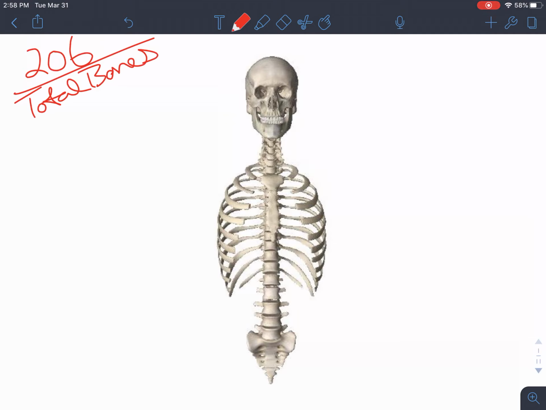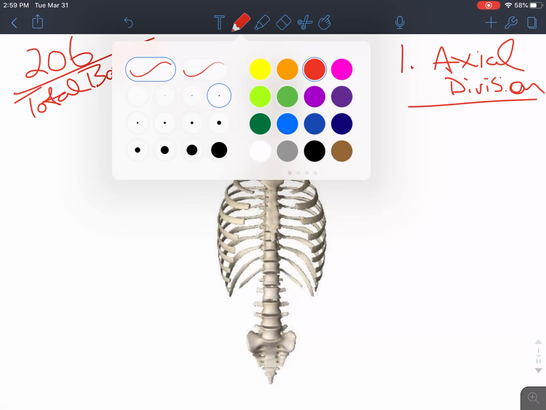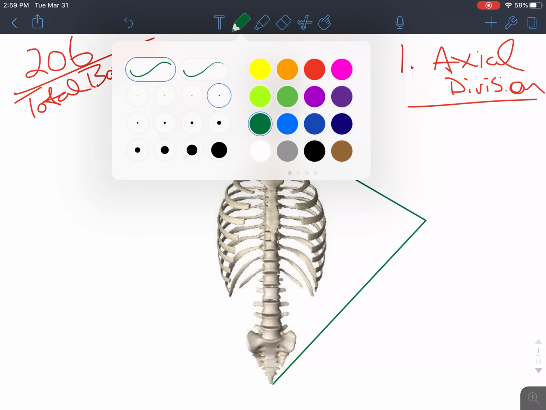So now we're going to name it. There are two divisions that make up your skeleton. The first division is your axial division. It consists of three parts. We're going to go ahead and go through this. So we got one part here, one part here. Sorry, I have a couple dogs in here right now.